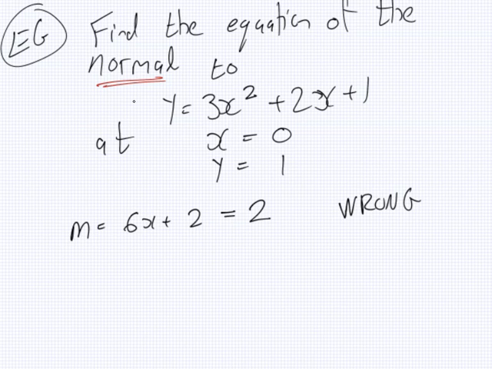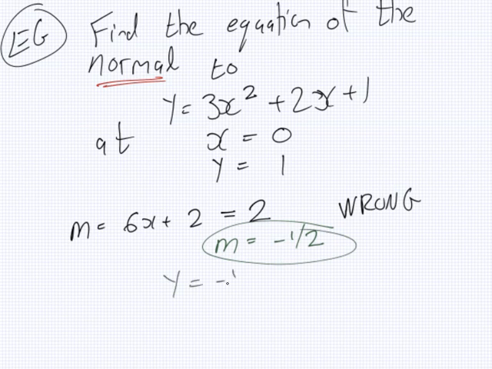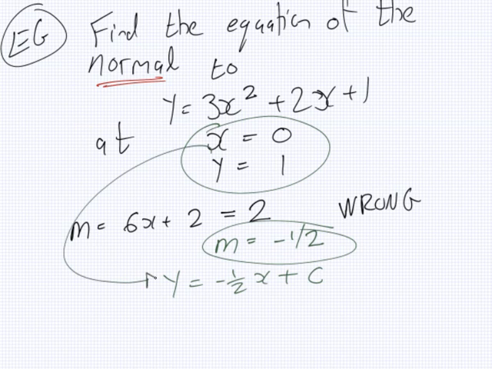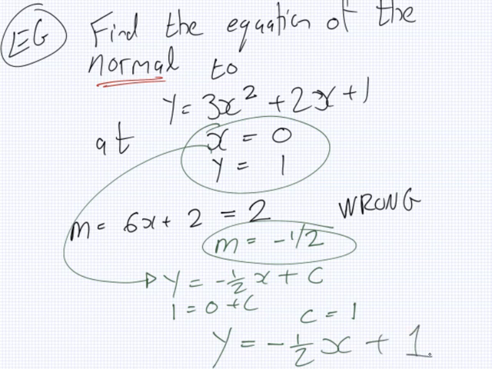Because it's a normal, it's perpendicular. So instead of being 2, the slope is minus 1 over 2. So now I have y equals minus 1 over 2x plus c. Now I can put the point in, and I'll get 1 equals 0 plus c, so c equals 1. So y equals minus a half x plus 1 is the answer. Yeah, you got that? Yes.